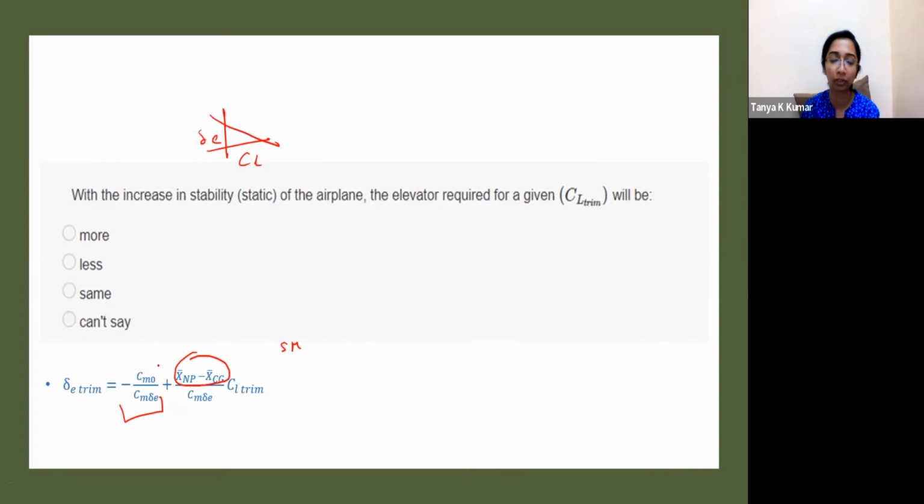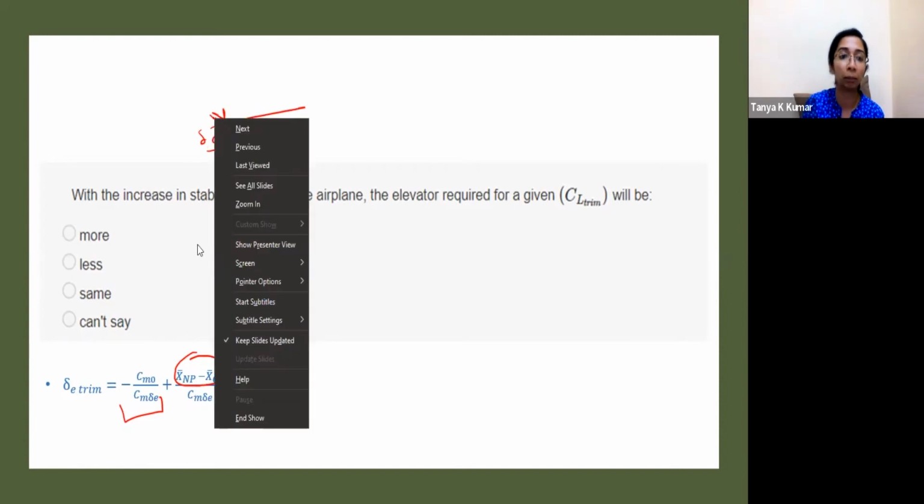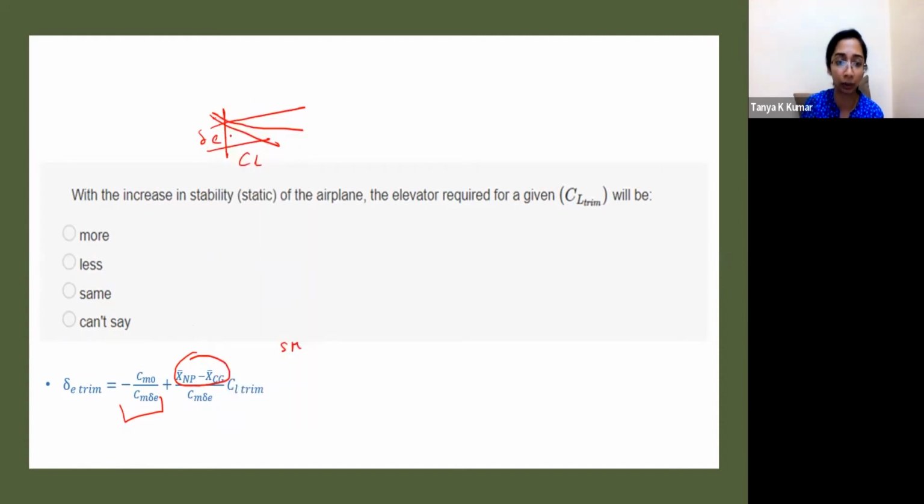This intercept of the equation remains the same. The slope here changes with an increase in static margin. I told you when the CG moves towards the NP, the slope reduces until it becomes this. When the CG moves away from the neutral point, so when XNP minus XCG is greater, the slope increases, right? So it becomes like this. So this is the term that changes with change in stability.